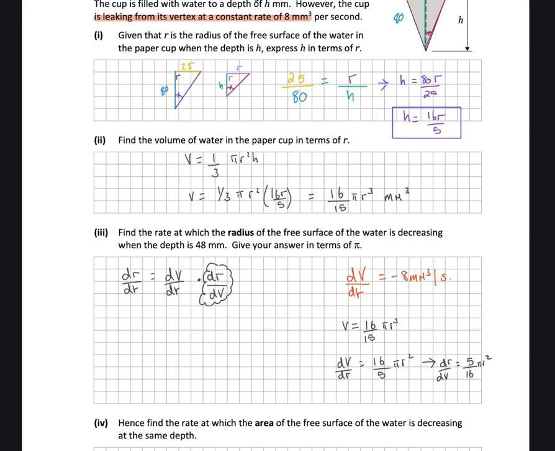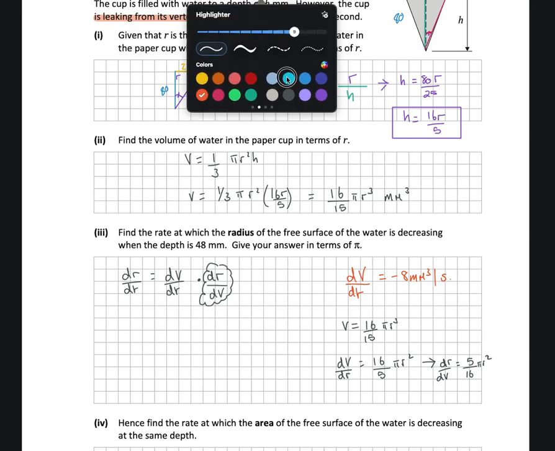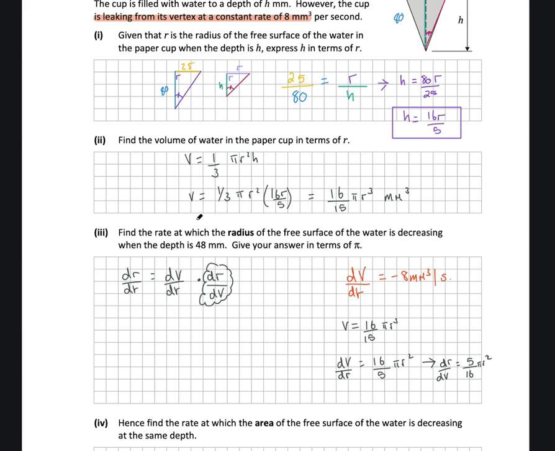What I also know, because they've told me in the question, is what r is. Actually, they don't say what r is. They say when the depth is 48. But I don't have this in terms of depth, I have it in terms of r. But I can figure out what r is going to be because I do know the connection between the two. We knew that, so you can figure out what r needs to be.